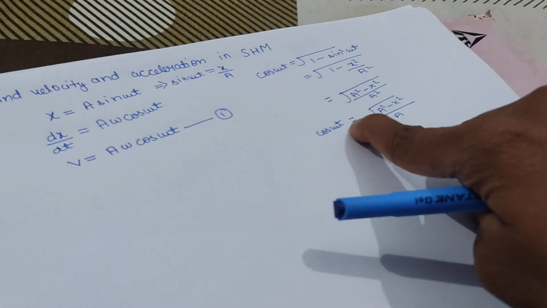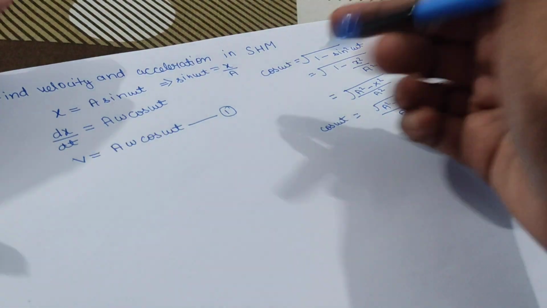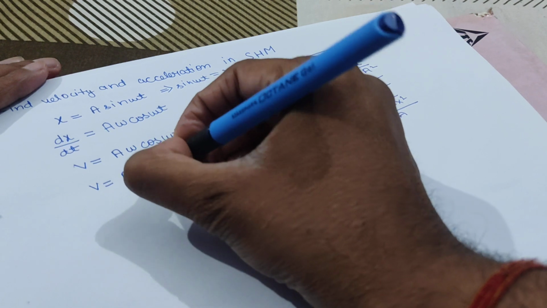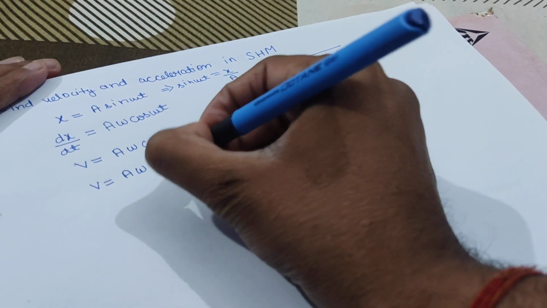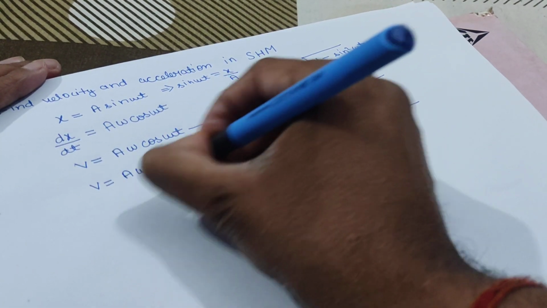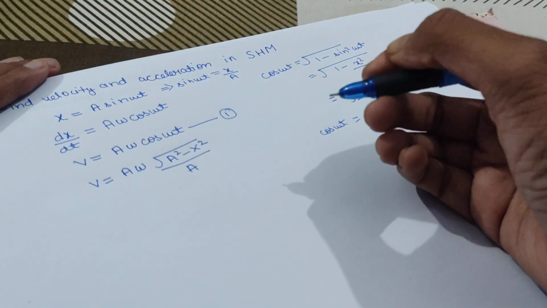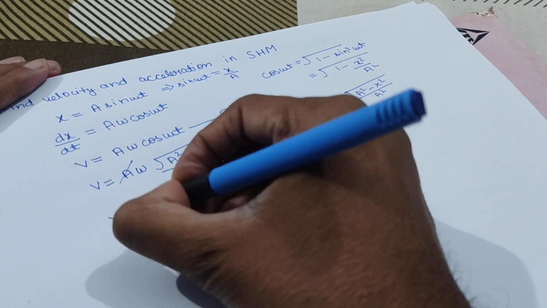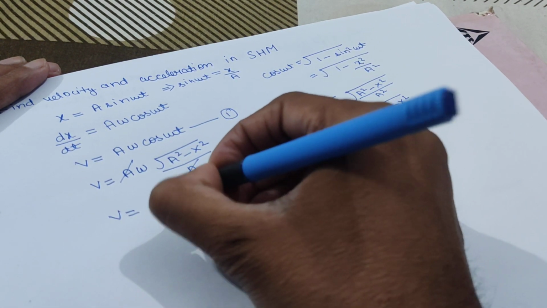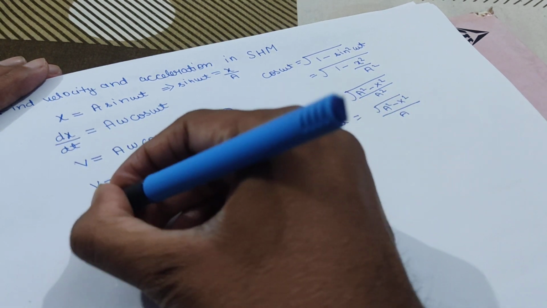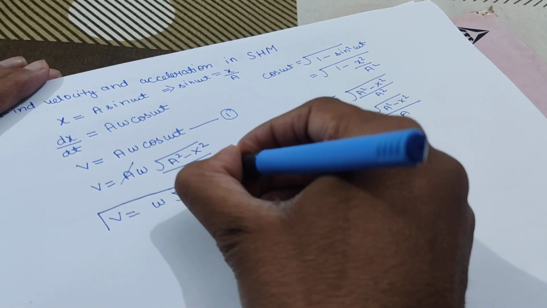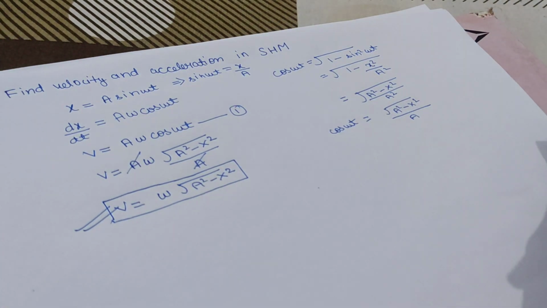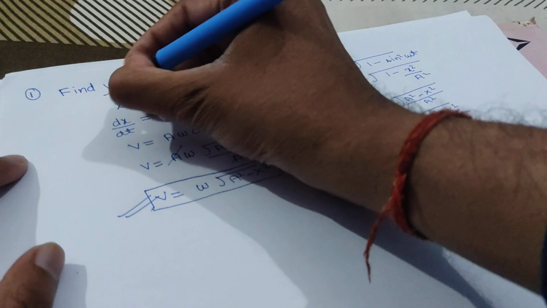Now put the value of cos omega t here. So it will become omega times under root a square minus x square by a, and now a will get cancelled, and v is equal to omega under root a square minus x square. This is your velocity.